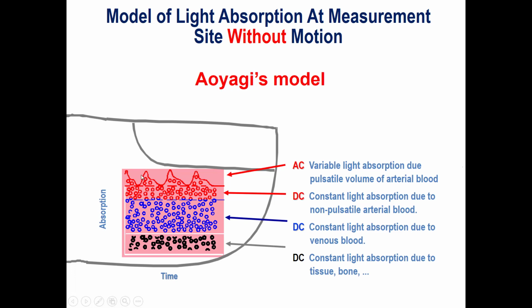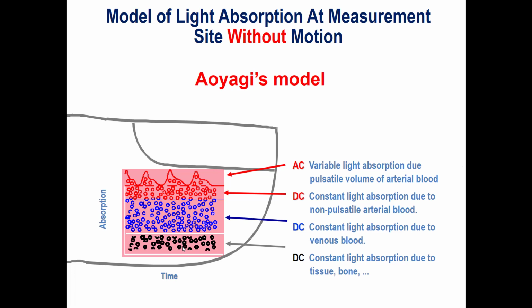The only AC signal available in this model is on the arterial side, which has the nature, as we said before, of being periodic with a specific shape, as we see here, whereas the rest of the signals are DC signals. Another point, as we said before, from a signal processing point of view, is that we have an AC signal which is really small by comparison to the DC signal.